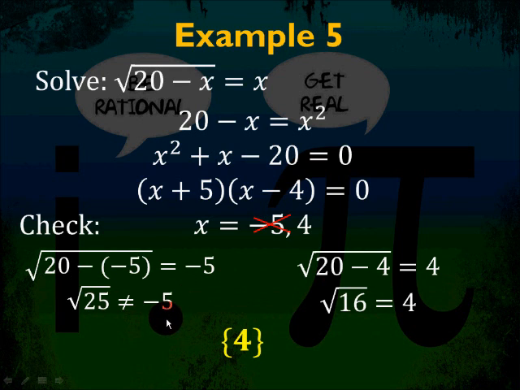So this is our first case of an extraneous root. What happens is sometimes by squaring both sides of the equation, you don't end up with the same equation that you started with. So you're going to have to make sure you check the roots to see if they work in the original equation. In this case, radical 25 is not equal to negative 5. It is only equal to 5.